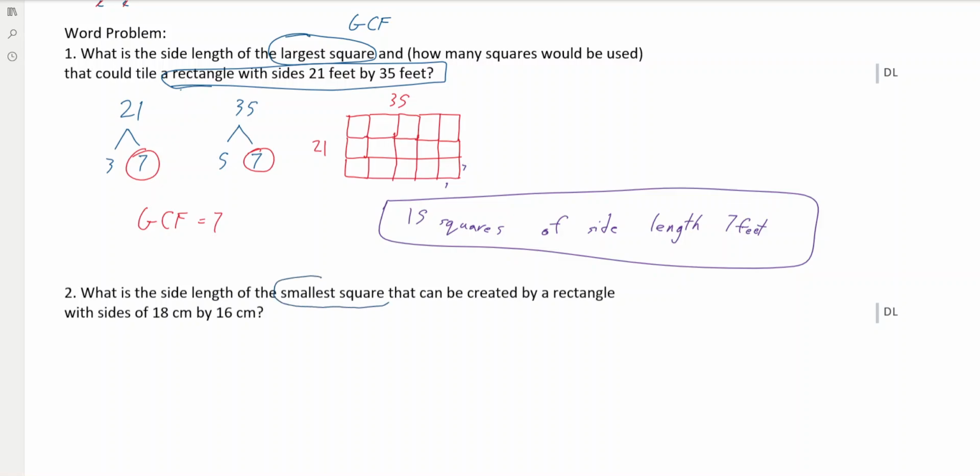Alright, so this second question says smallest square. So this is LCM, least common multiple. So we're going to do the same sort of thing, 18 and 16. And we're going to find the least common multiple. So between 18 is 3 and 6, 2 and 3. 16 is 4 and 4, 2, 2, 2, and 2.